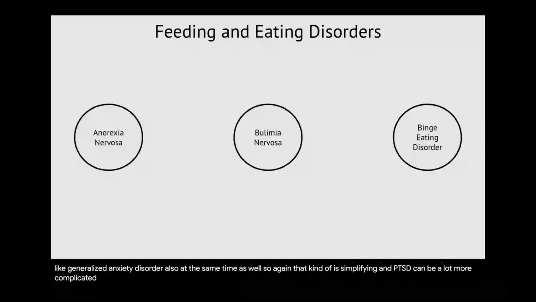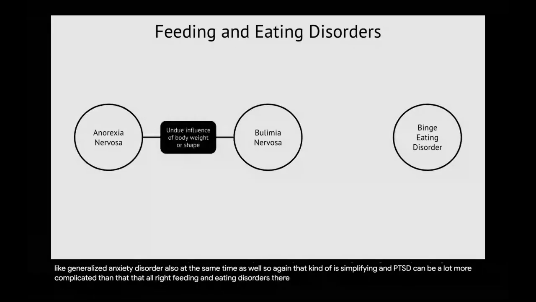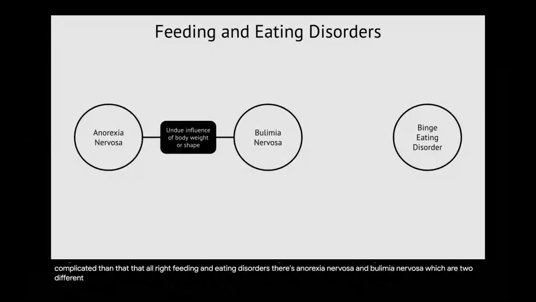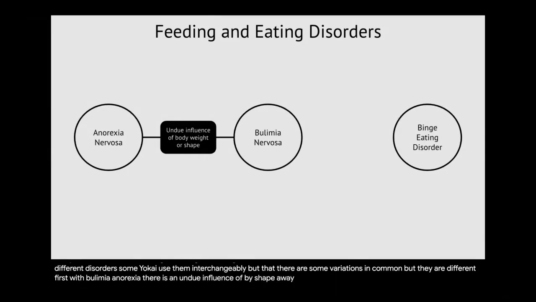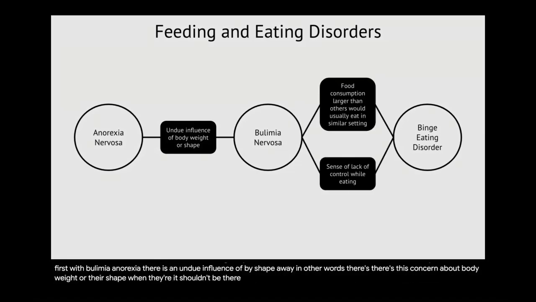All right, feeding and eating disorders. There's anorexia nervosa and bulimia nervosa, which are two different disorders. Some people use them interchangeably, but there are some variations in common, but they are different. First, with bulimia and anorexia, there is an undue influence of body shape or weight. In other words, there's a concern about body weight or their shape when it shouldn't be there.